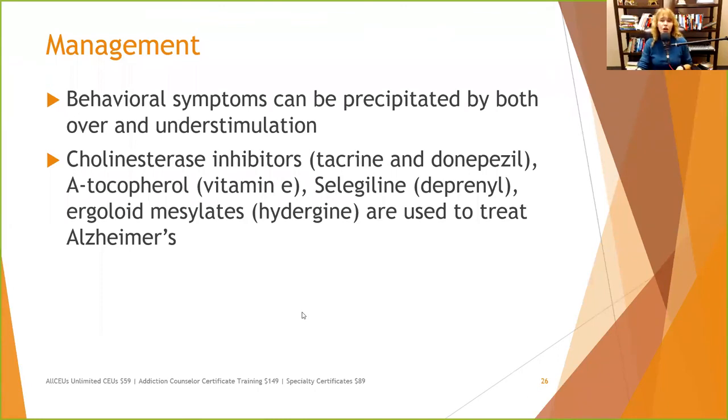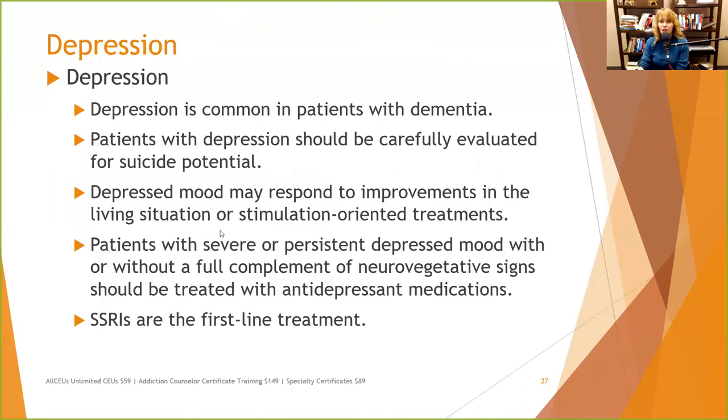Cholinesterase inhibitors are often used to treat Alzheimer's. Just be aware of that. Vitamin E is one of those things that you might see prescribed to your clients who have cognitive impairments. So just be aware of the medications you may see in the chart. Depression is common in patients with dementia. Patients with depression should be carefully evaluated for suicide potential.